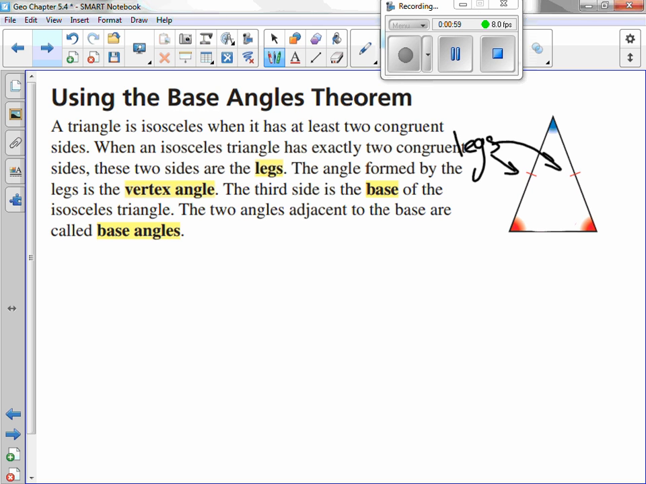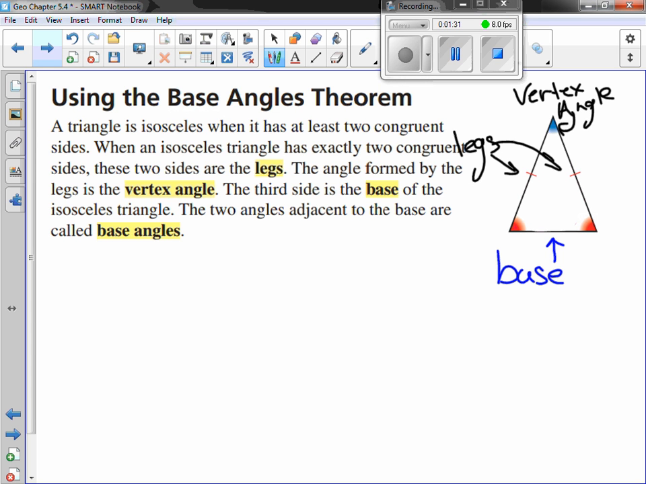Now the legs form an angle called the vertex angle, and that's that angle right there. So the angle between the congruent sides is the vertex angle. The side that's not congruent to the other two is called the base. So the non-congruent side is called the base, and the two congruent sides are called the legs.